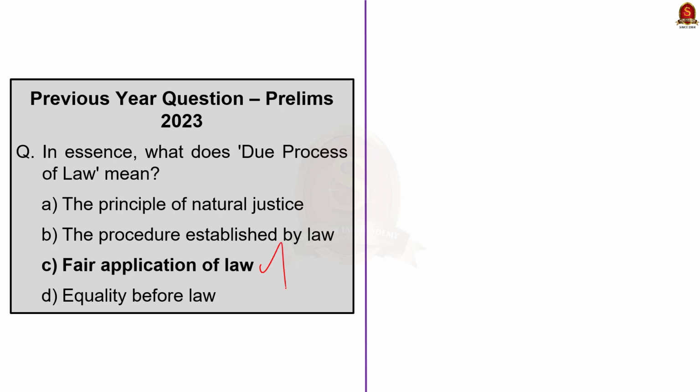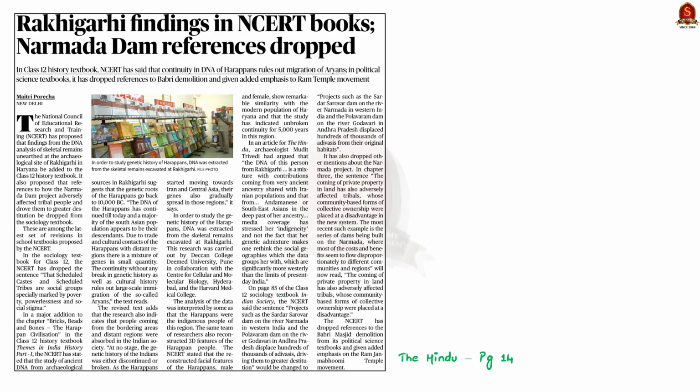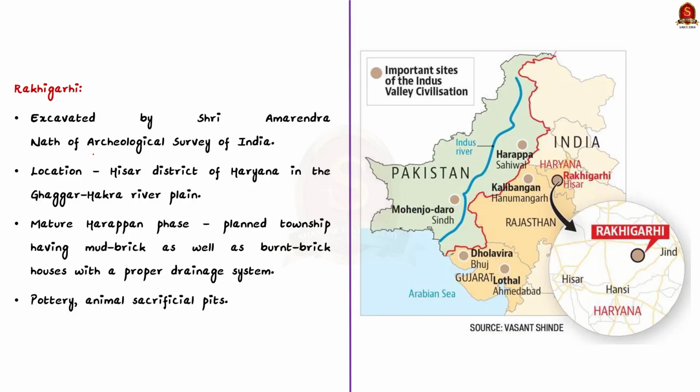Now let us see the news articles of the day. Look at this news article. NCERT has proposed several revisions to the school textbooks. This includes addition of findings from the DNA analysis of the skeleton remains at the Rakhigarhi archaeological site to the class 12 history book. In our discussion today, let us learn about the findings of Rakhigarhi and other IVC sites. Firstly, we should see about the Rakhigarhi site.